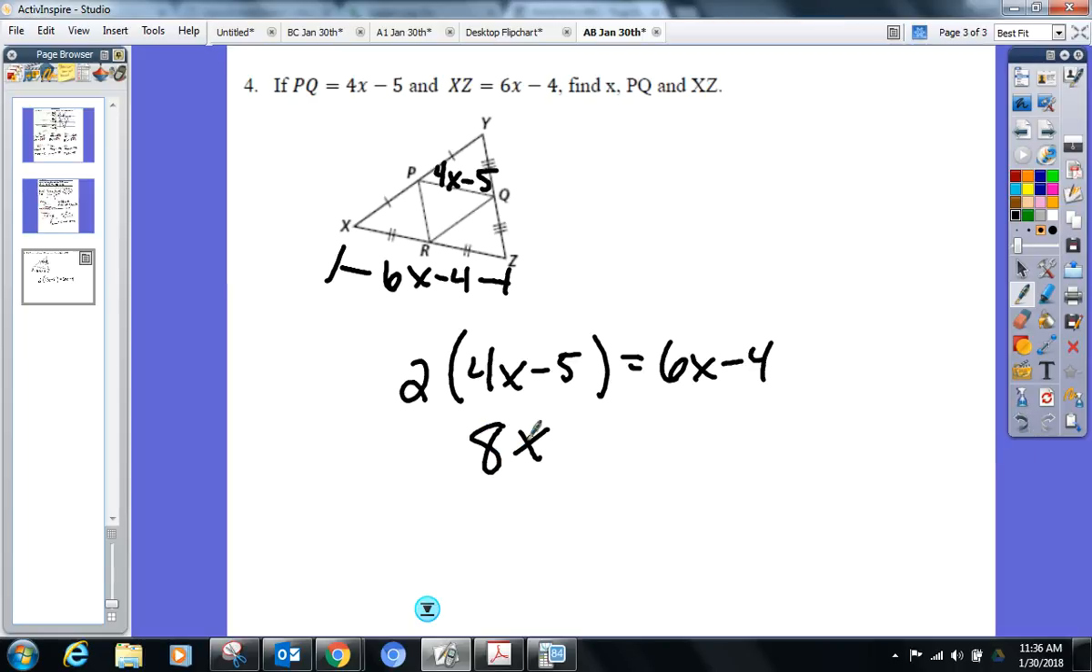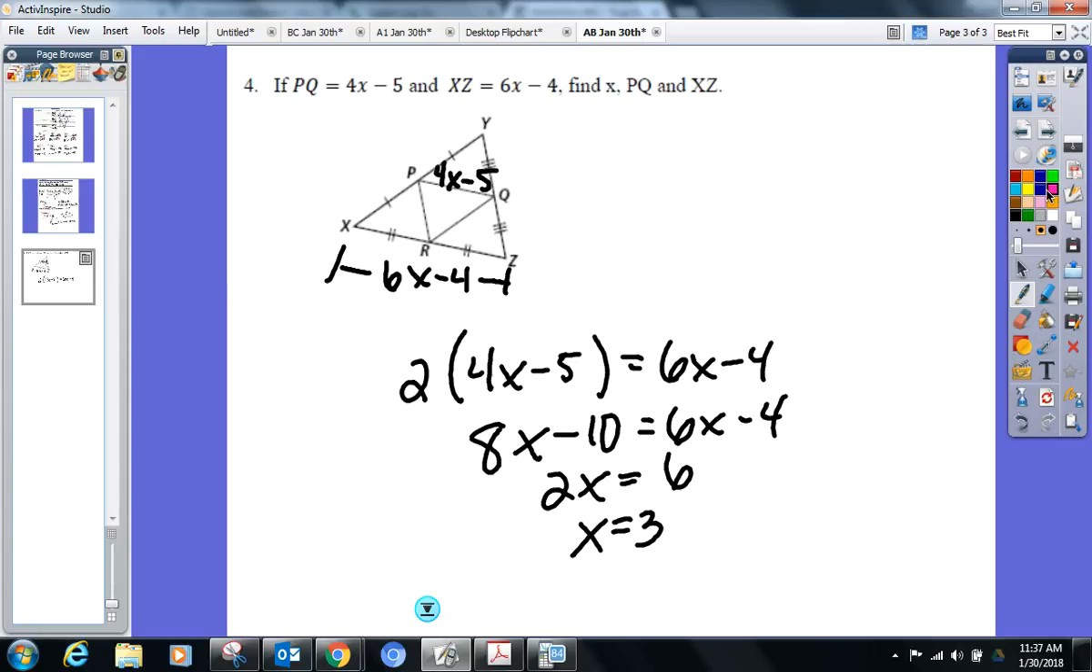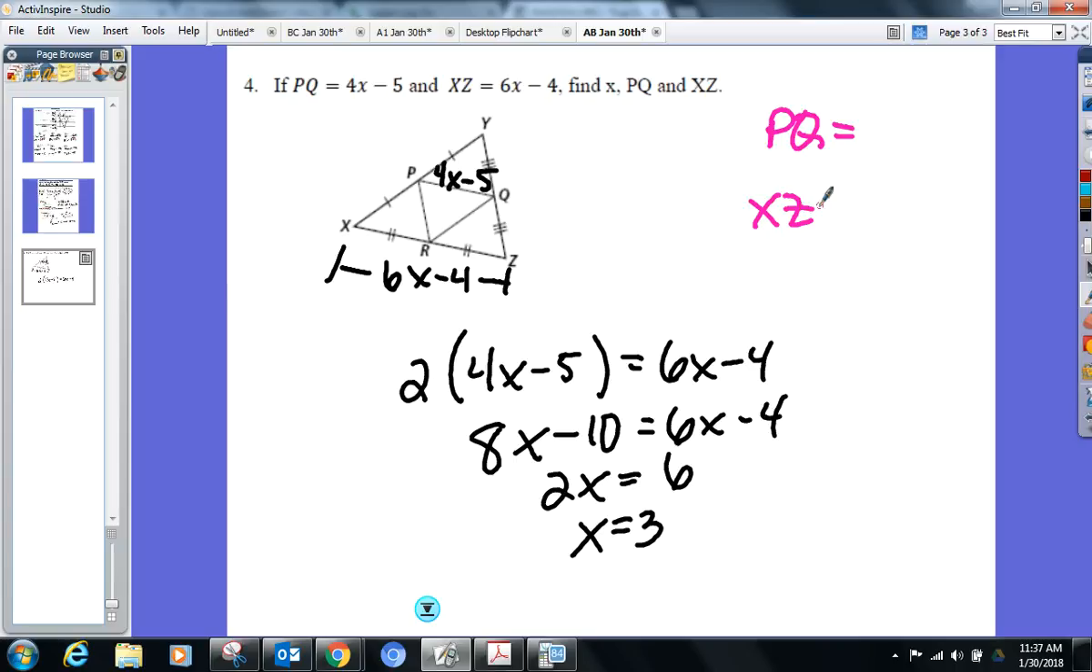You solved it back there? No, I'm not interested in how. You got x equals 3. There's a third credit. How do you get your other 2/3 credit? Plug it in, PQ and XZ, and hopefully when you plugged it in, you got 2 numbers. One was a half of the other. PQ, 7, XZ, 14.